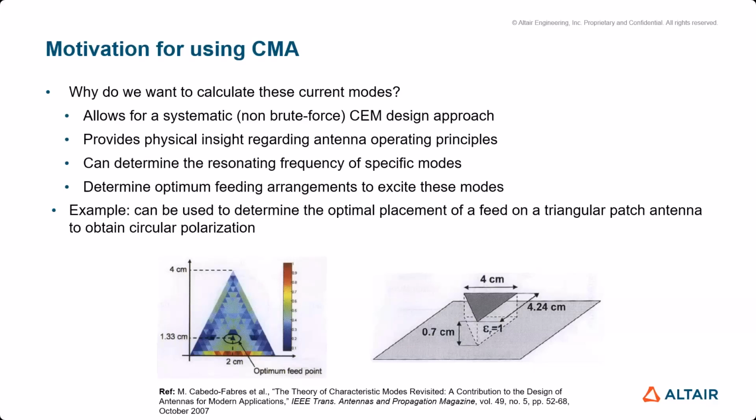An example shown here from literature is how this method can be used to determine the optimum feed placement for a triangular patch antenna to obtain circular polarization. This method will give us the current distribution as well as the radiating performance for the circular mode. From those current distributions, we can then see where the optimal placement for a feed would be to achieve that mode and that required performance.